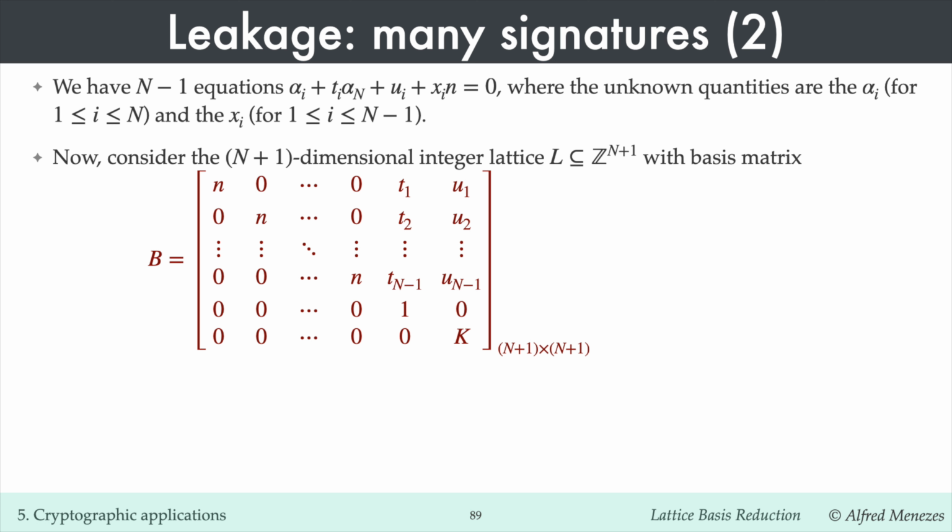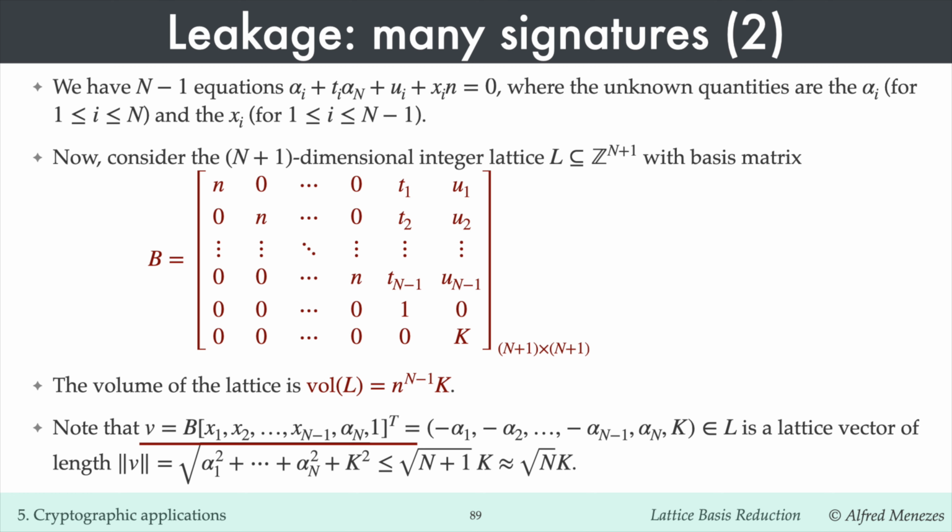Consider the n plus 1 dimensional integer lattice L with basis matrix B. The basis vectors are the columns of the matrix. Notice that B is an upper triangular matrix, so its determinant, which is also the volume of the lattice, can be seen to be n to the power n minus 1 times K.